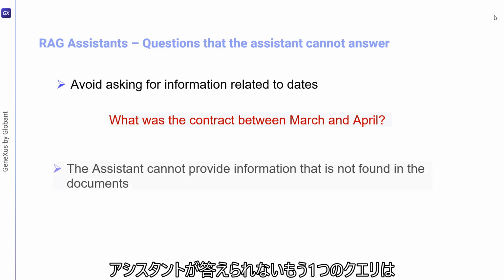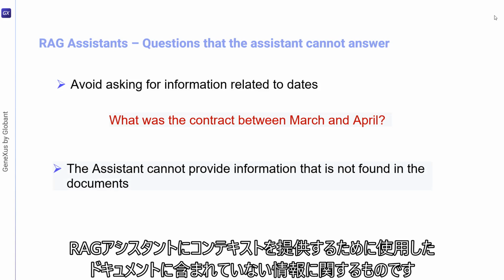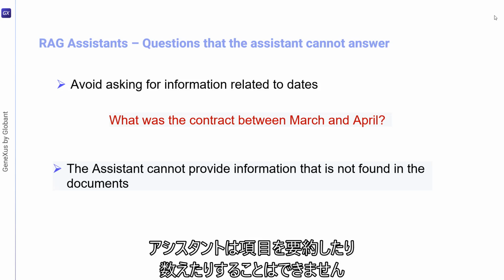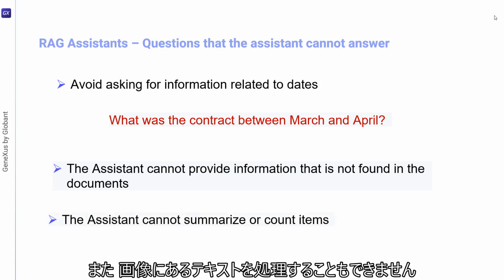Another query that the assistant cannot answer involves information that's not part of the documents that were used to give context to the RAG assistant. It cannot summarize or count items, nor can it process text appearing in images.